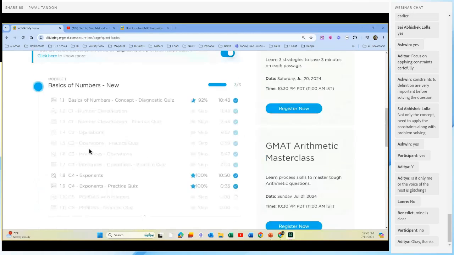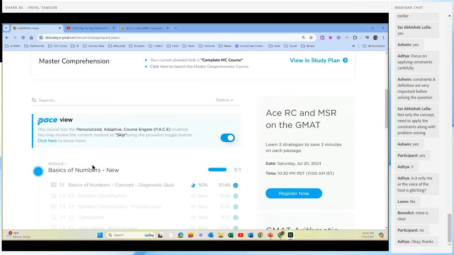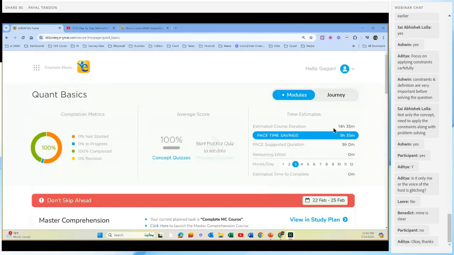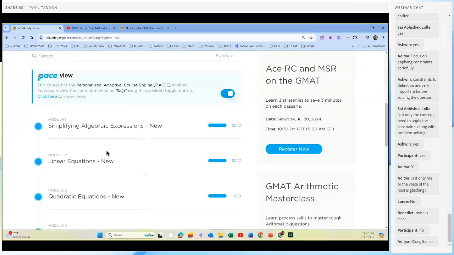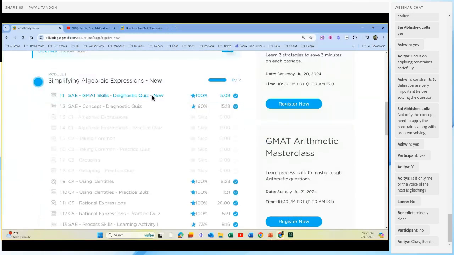Okay, right. So again, that's how, by taking these concept diagnostics, Gagan was able to reduce his time from 14 and a half hours to 5 hours. So 9.5 hours were available to him to do something else. Now I'm going to jump straight to algebra because we are within the context of algebra. Now, same thing applies here.